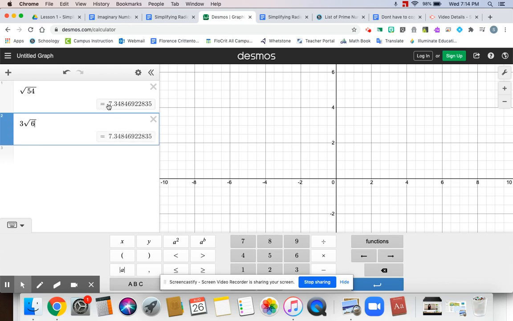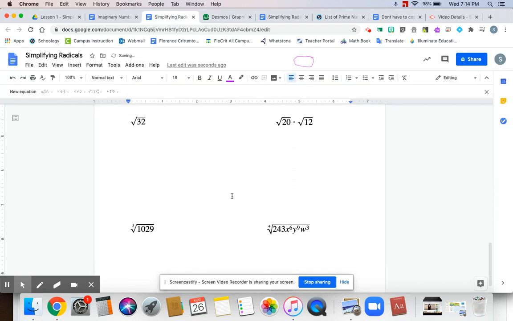Oh, look, it's the exact same decimal, 7.348, 7.348. So they are the same thing. This is just the more simplified version. So a couple more examples.